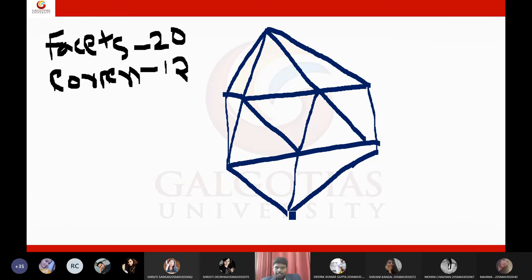An icosahedron will have 20 facets. Let us count the facets: 1, 2, 3, 4, 5, 6, 7, 8, 9, 10. 10 facets on the anterior part and 10 facets on the back side, the posterior part. So total facets are 20. Then it will have 12 corners. So corner 1, 2, 3, 4, 5, 6: 6 corners on the anterior part and 6 corners on the posterior part. So an icosahedron has 20 faces and 12 corners. This is the structure of an icosahedron.